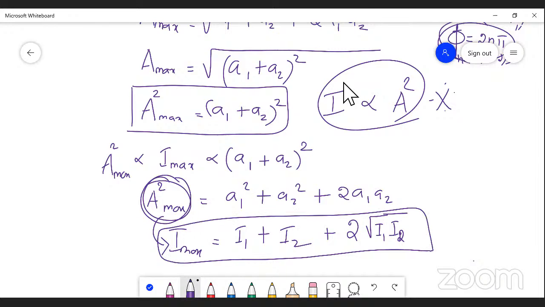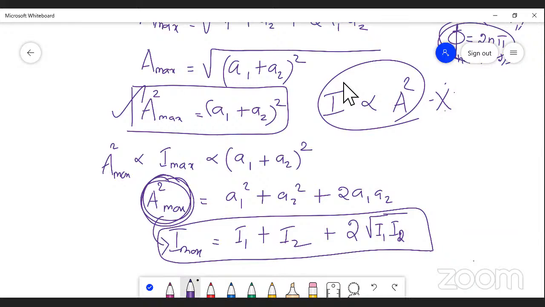If constructive interference is required at point P, these are the conditions of constructive interference. So A square maximum is equal to A1 plus A2 whole square, which means A square maximum is A1 square plus A2 square plus 2A1 A2. Since the square of the amplitude of the wave is directly proportional to intensity, I maximum is equal to I1 plus I2 plus 2 square root of I1 I2. This is the condition of constructive interference.